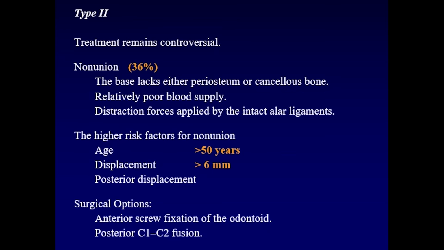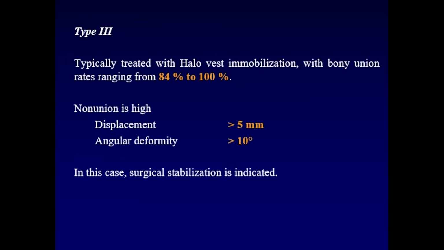Type 3 are typically treated with a halo vest with bony union rates ranging from 84 to 100%. Non-union is high if there is displacement of more than 5 millimeters or angulation of more than 10 degrees, and in this case, surgical stabilization is indicated.